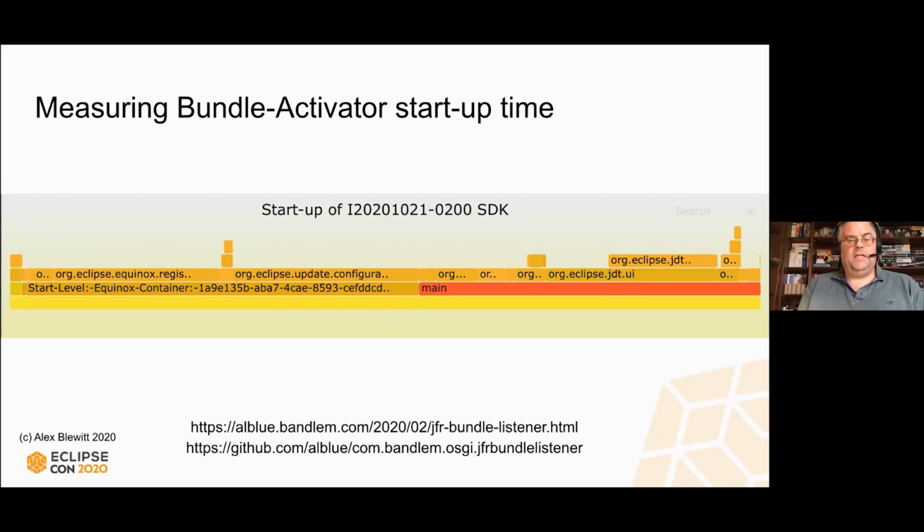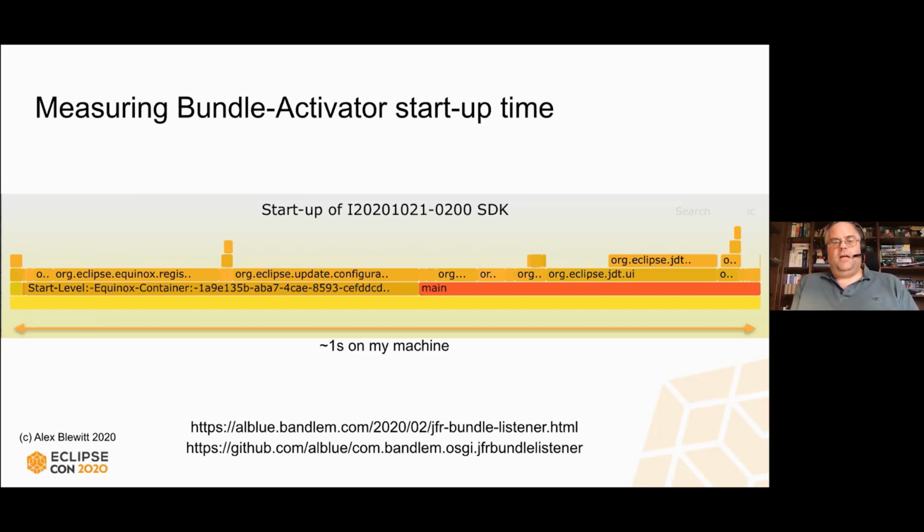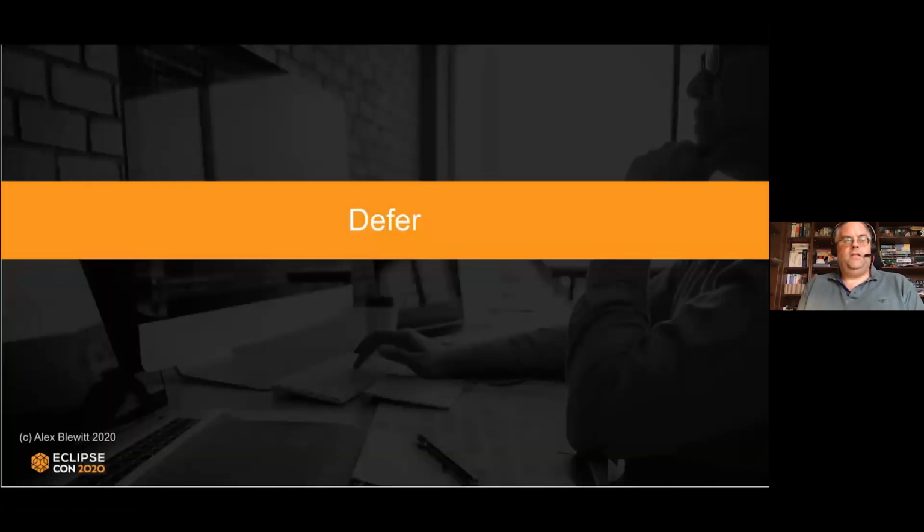In this particular case, I did an analysis of the Eclipse SDK from last night, and it was about 1 second on my machine. So about half of it is set up outside of the Equinox code, and then half of it is setting up the Equinox registry in the update configurator. Of course, starting up Eclipse isn't that fast for all packages, and that's because we've been working to reduce the time spent in some of the other bundles that get started up as well. So that's how we can measure where things are going.